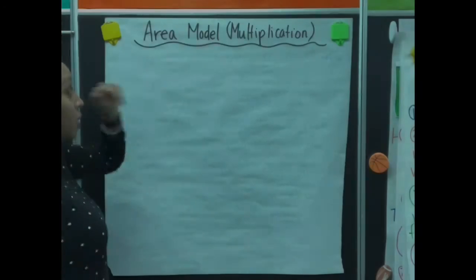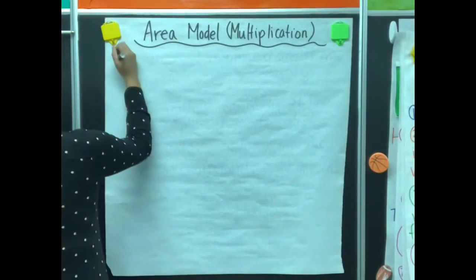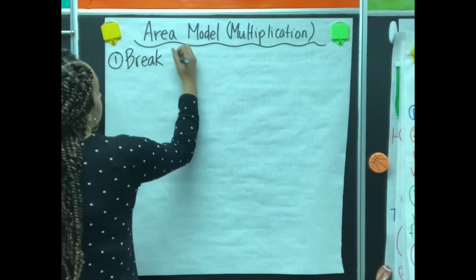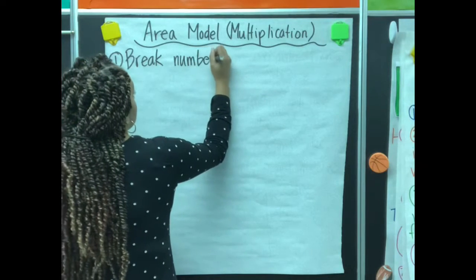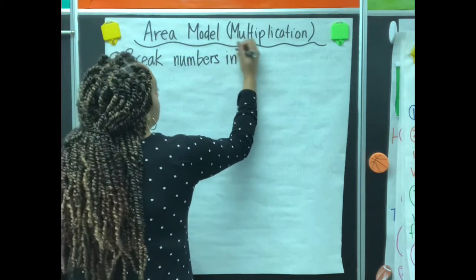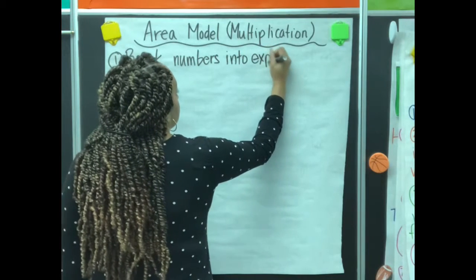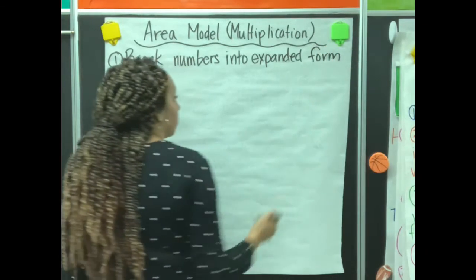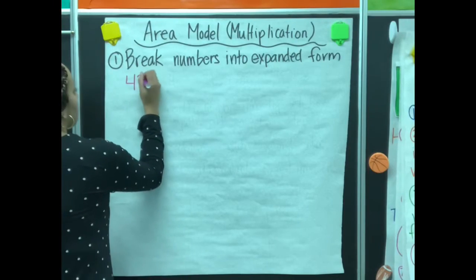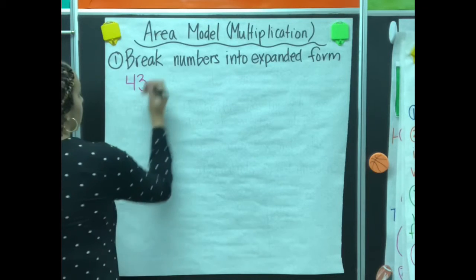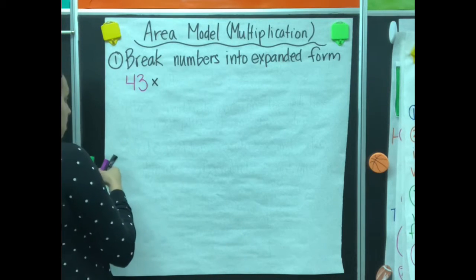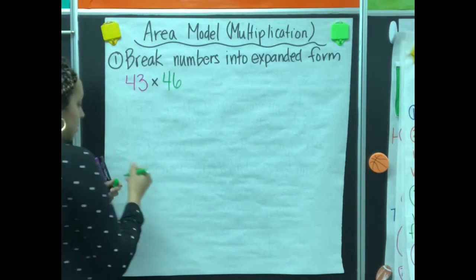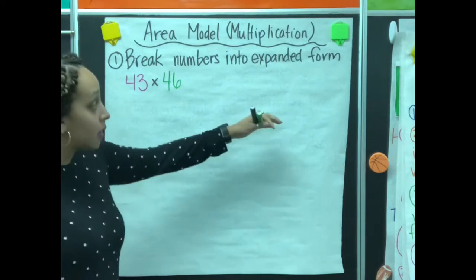We are working on our area model. The very first step that we are going to do is we break the numbers into expanded form. Our problem is 43 multiplied by 46. So we break them into expanded form.